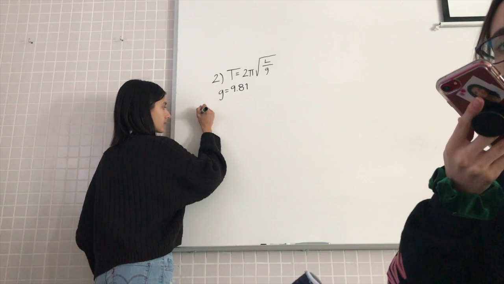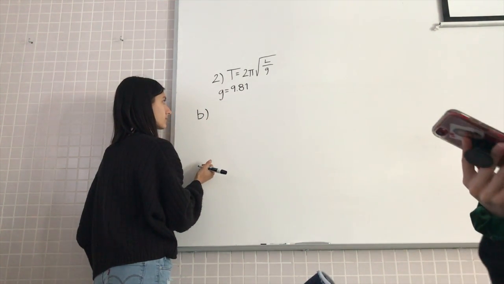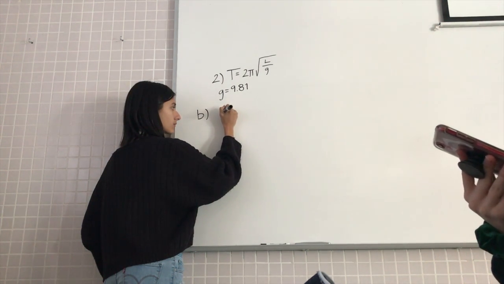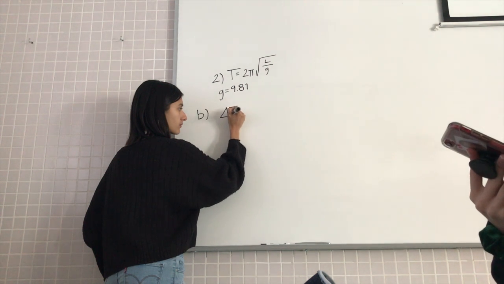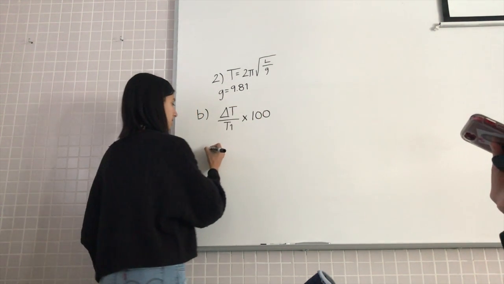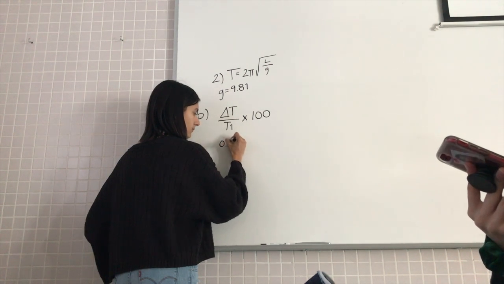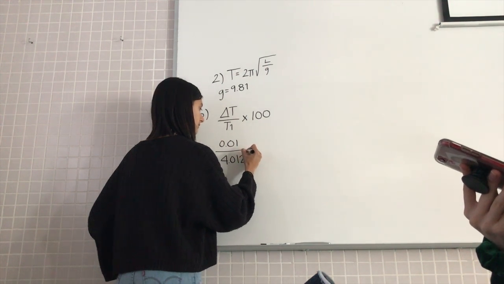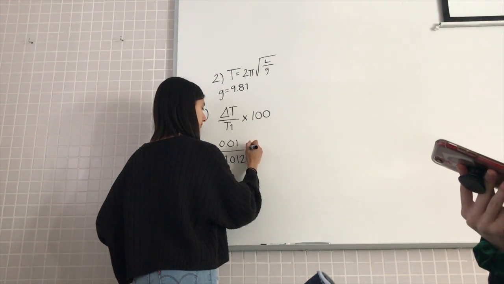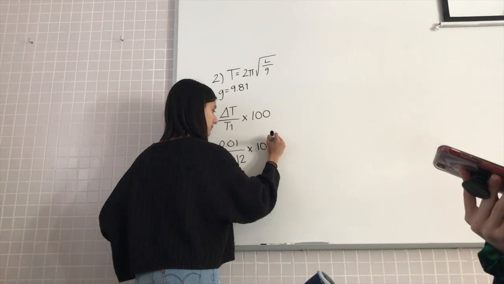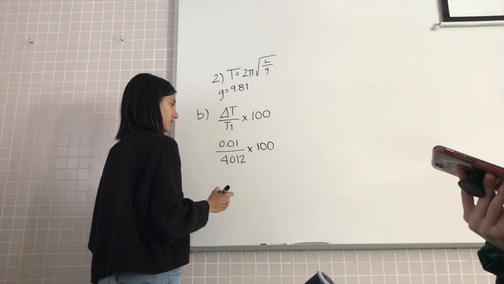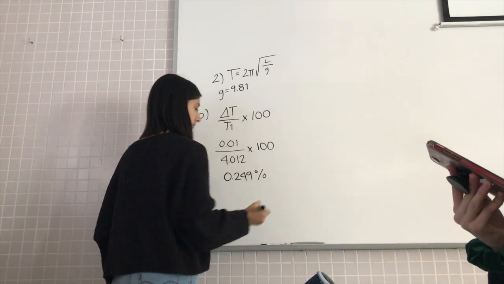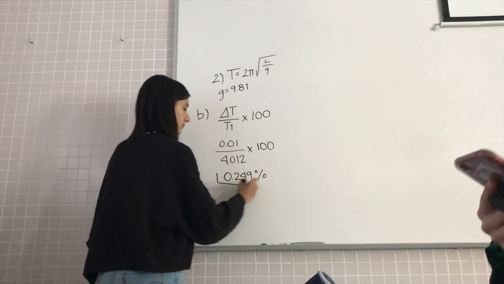Letter B says to find the percent of the change. For us to be able to find the percent of the change, we need to apply delta T over T1 times 100. Since delta T is 0.01 and T1 is 4.012, we need to divide 0.01 by 4.012 and then multiply that times 100. This gives you an answer of 0.249%. This is the percent of the change.